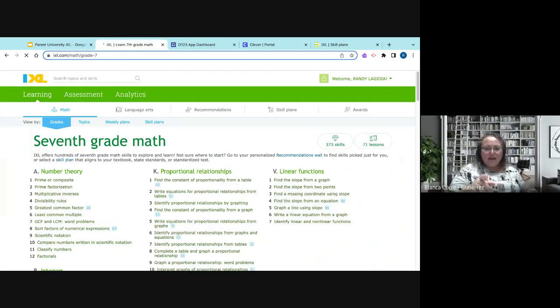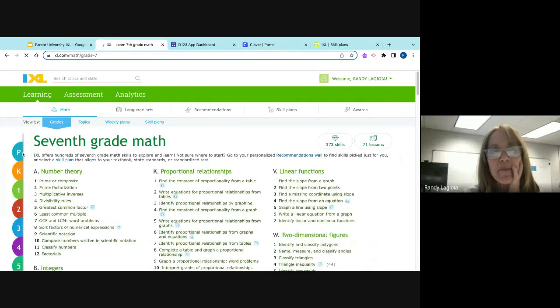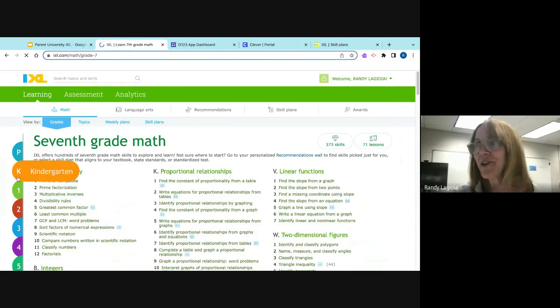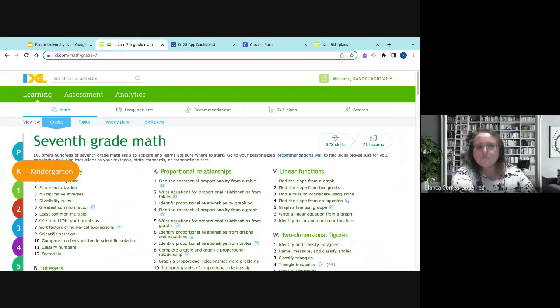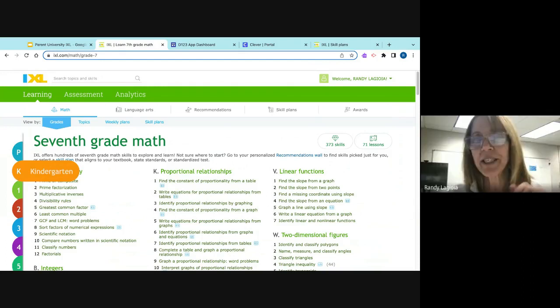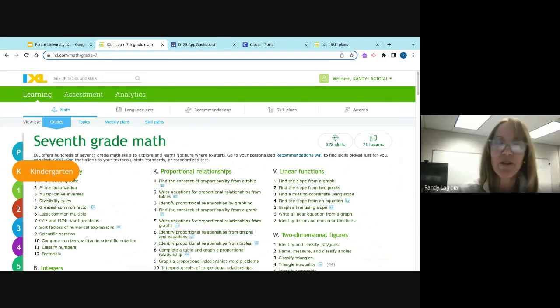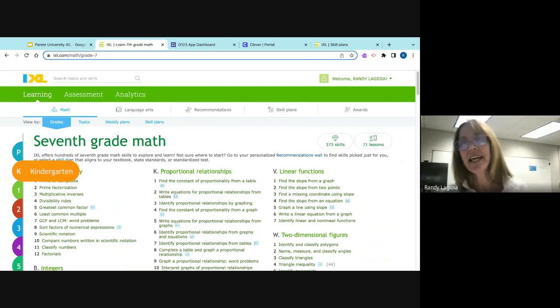Some teachers find your letter, like P would be A, K, like they're correlated with the grade levels. What happens sometimes in the classroom is there becomes competition. Oh, I'm working at third grade scale, I'm at fourth grade scale. So IXL has that option where they take away the numbers, so they're not equating it with grade levels, and they replace them with letters.